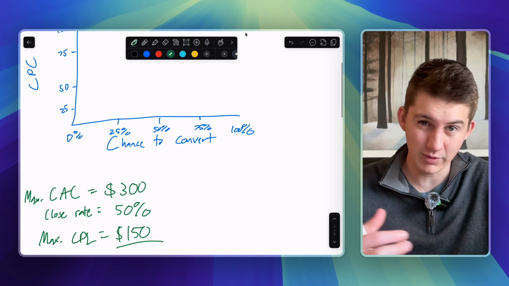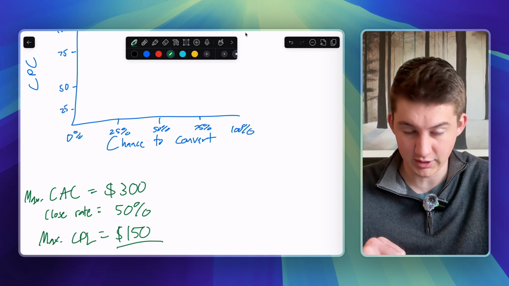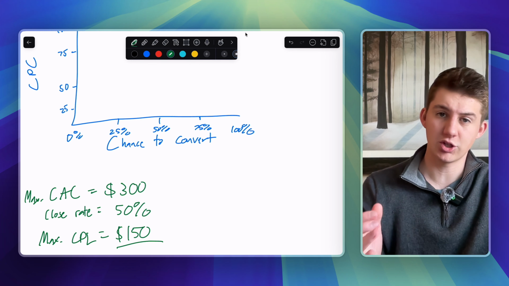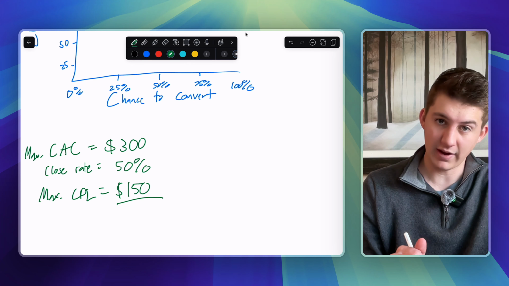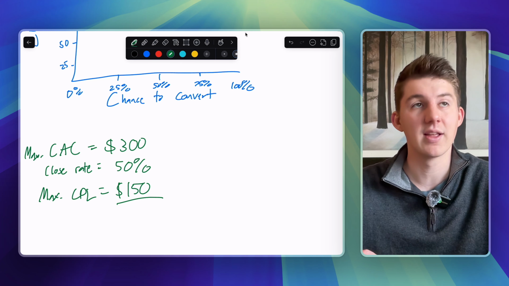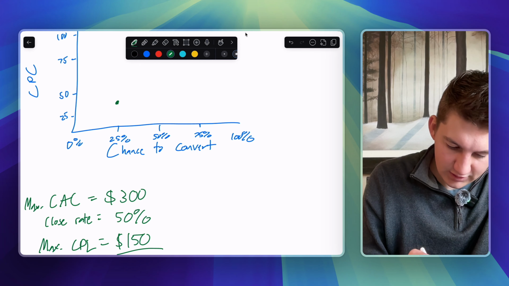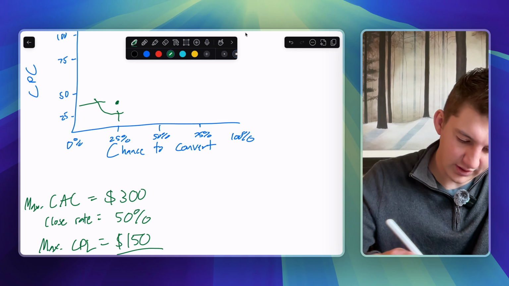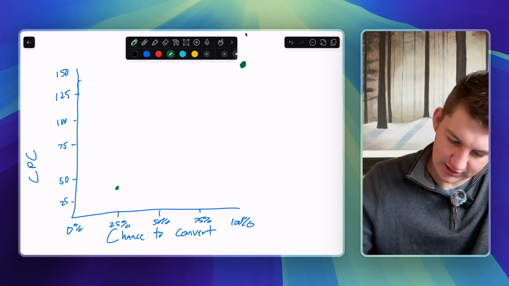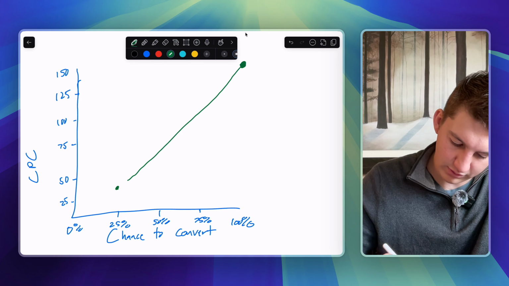Now we just need another point. We can draw the line here. So let's say 25% chance to convert. Somebody has a 25% chance to convert. We simply just take this 150 and divide it by 4. 150 divided by 4 is like 37.50, I believe, which would be right around here. So this, as you can see, because we're coming here to here, this is where that threshold is. Now we can take this line here, we can just draw a line through it.